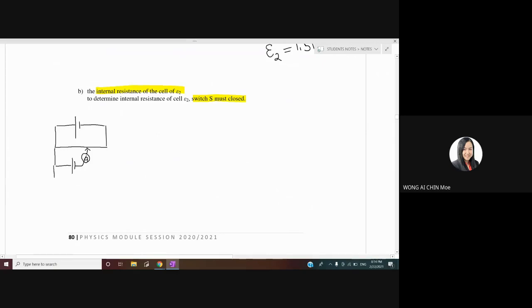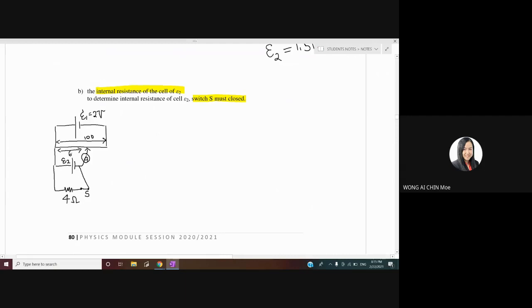Now your switch is closed, so you have another resistor, 4 ohm. And this is the switch, so you connect back. This is epsilon 2, and epsilon 1 is equal to 2 volt. If you connect with switch S closed, this one is still 100 cm, but now your AJ only left 65.